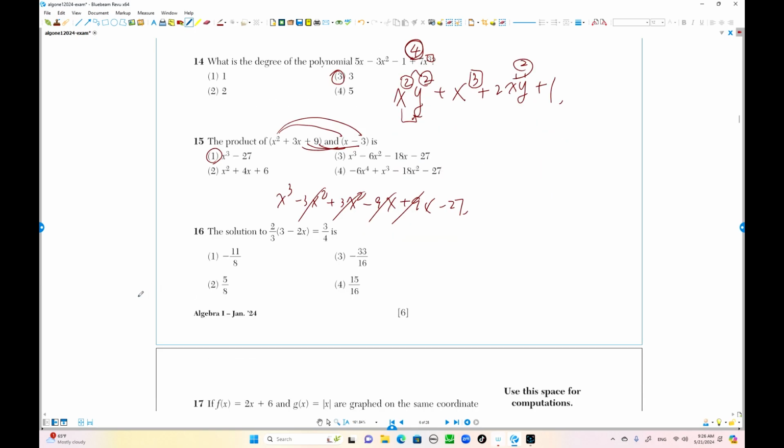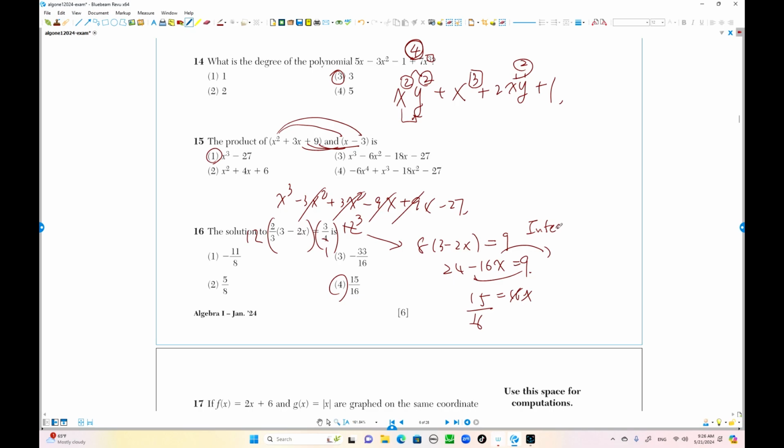And number 16, when you have this one, okay, better to use the integer equation, right? Times 12. So this is what, 8 times 3 minus 2x times 12 over here. This one 3, that is 9, okay? So 24 minus 16x equals 9. So 16x, move to the right, this move to the left. 24 now plus 9 is what? 15. Okay, so x equals 15 over 16, right? This is what we call the integer equation, okay?